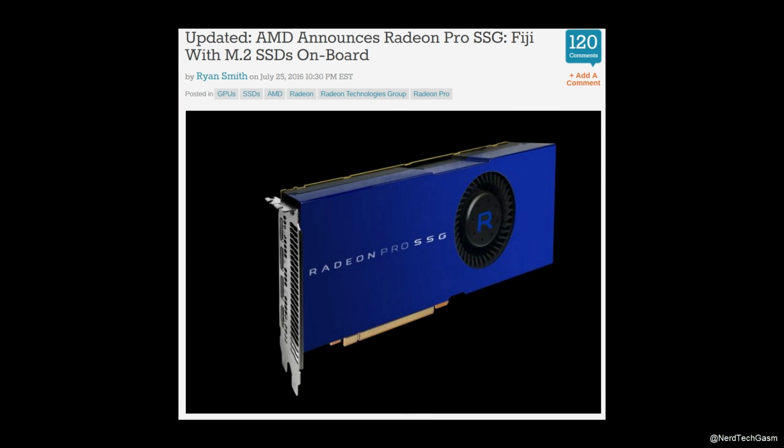This feature isn't new though. Fiji also has these capabilities. With driver tuning, Fury X with only 4GB of HBM is able to cope with games at 4K resolution that need 6 or 8GB of assets. Remember the Radeon Pro SSG? It's Fiji with an M.2 SSD on board to handle large datasets.